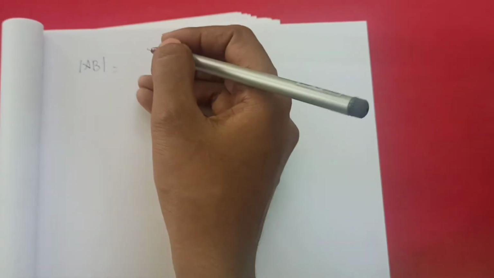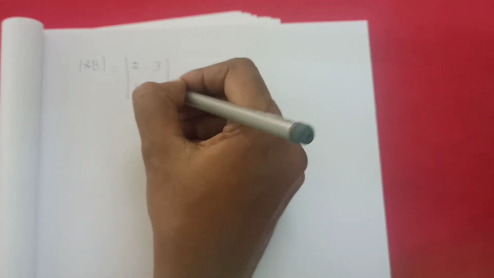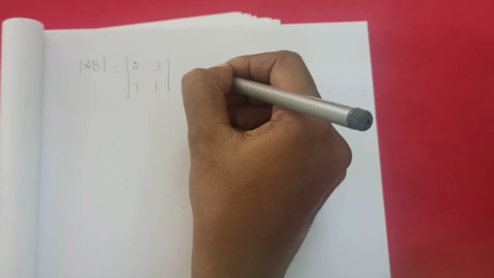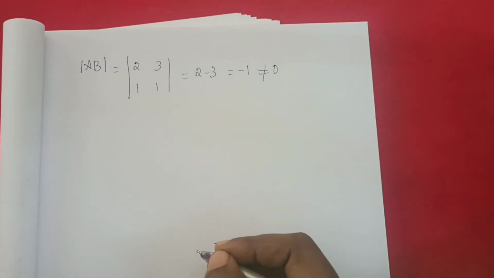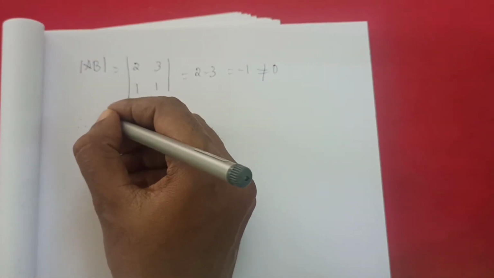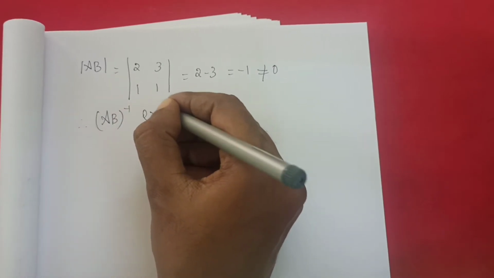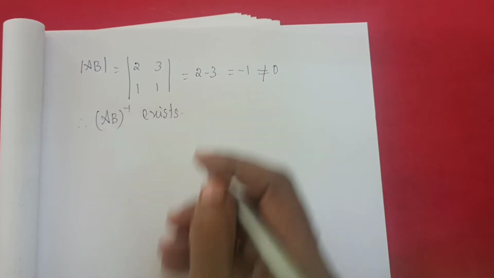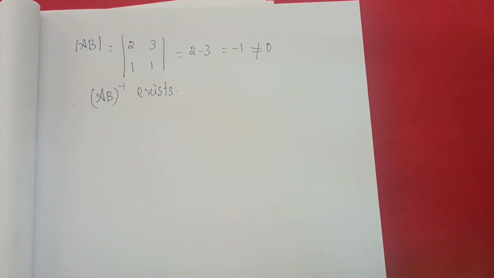That's equal to the determinant of [2, 3; 1, 1], which is 2 minus 3, that's equal to minus 1. That also is not equal to 0. Therefore, (AB) inverse exists. If it is 0, it won't exist. It is not equal to 0, so (AB) inverse will exist.